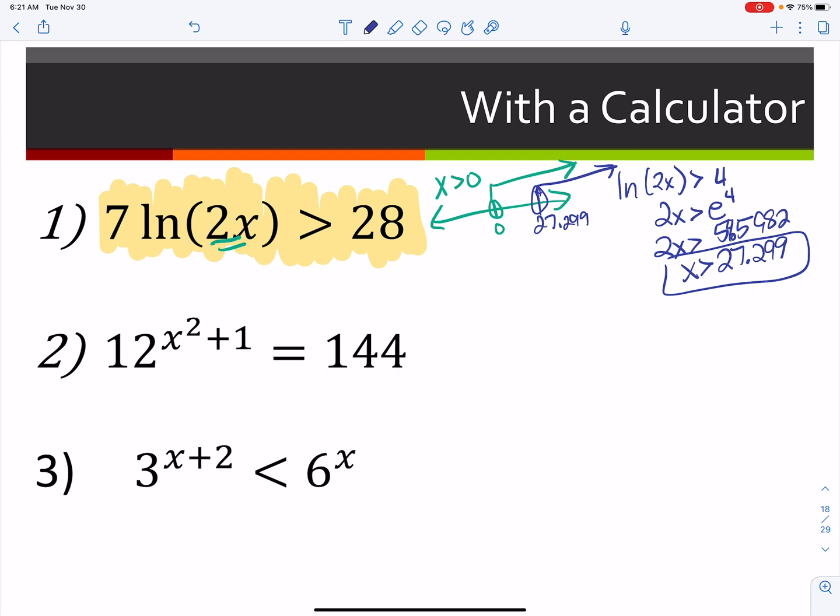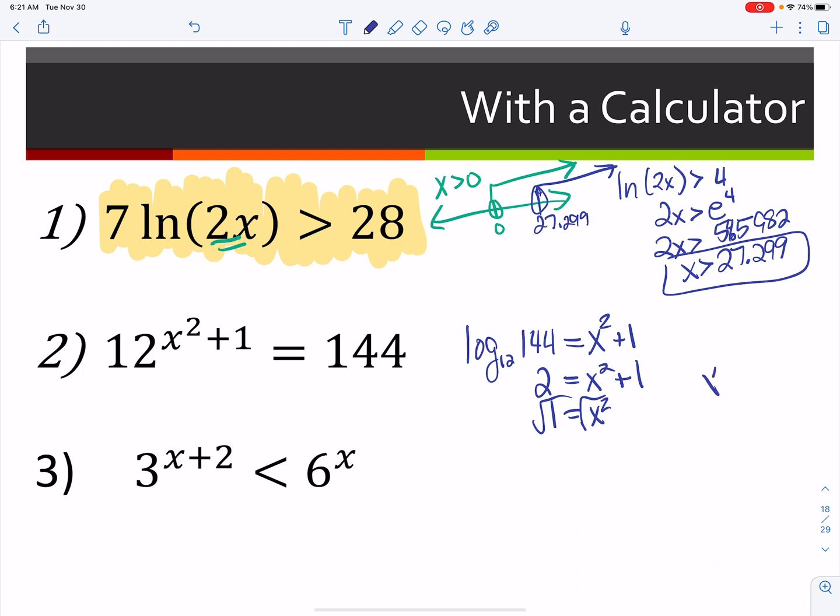Okay, on the next one, I'm going to write this in log form, because it's in the exponent. So I would have the log base 12 of 144 equals x squared plus 1. Honestly, I could put this one on the no calculator, because you should know the log base 12 of 144, it's 2. And then I'm going to minus the 1. And square root. I can do this because it doesn't have an x. That has 2 answers, plus and minus 1, and they both work.